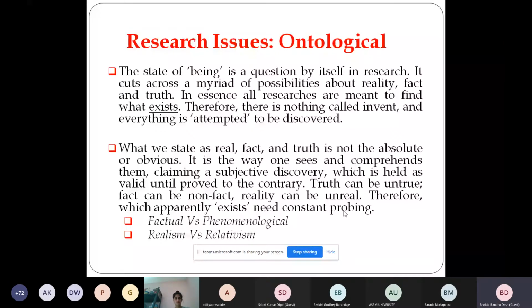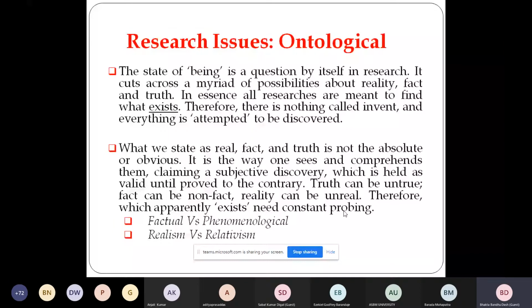It cuts across a myriad of possibilities about realities, facts and truth. In essence, all researchers are meant to find out what exists. Therefore, there is nothing called invention, and everything is an attempt to discover. So ultimately, it is an already established truth, but the source truth you need to identify. Because until and unless you identify the source truth, you cannot understand what other antecedents are related to that. That is very, very essential.